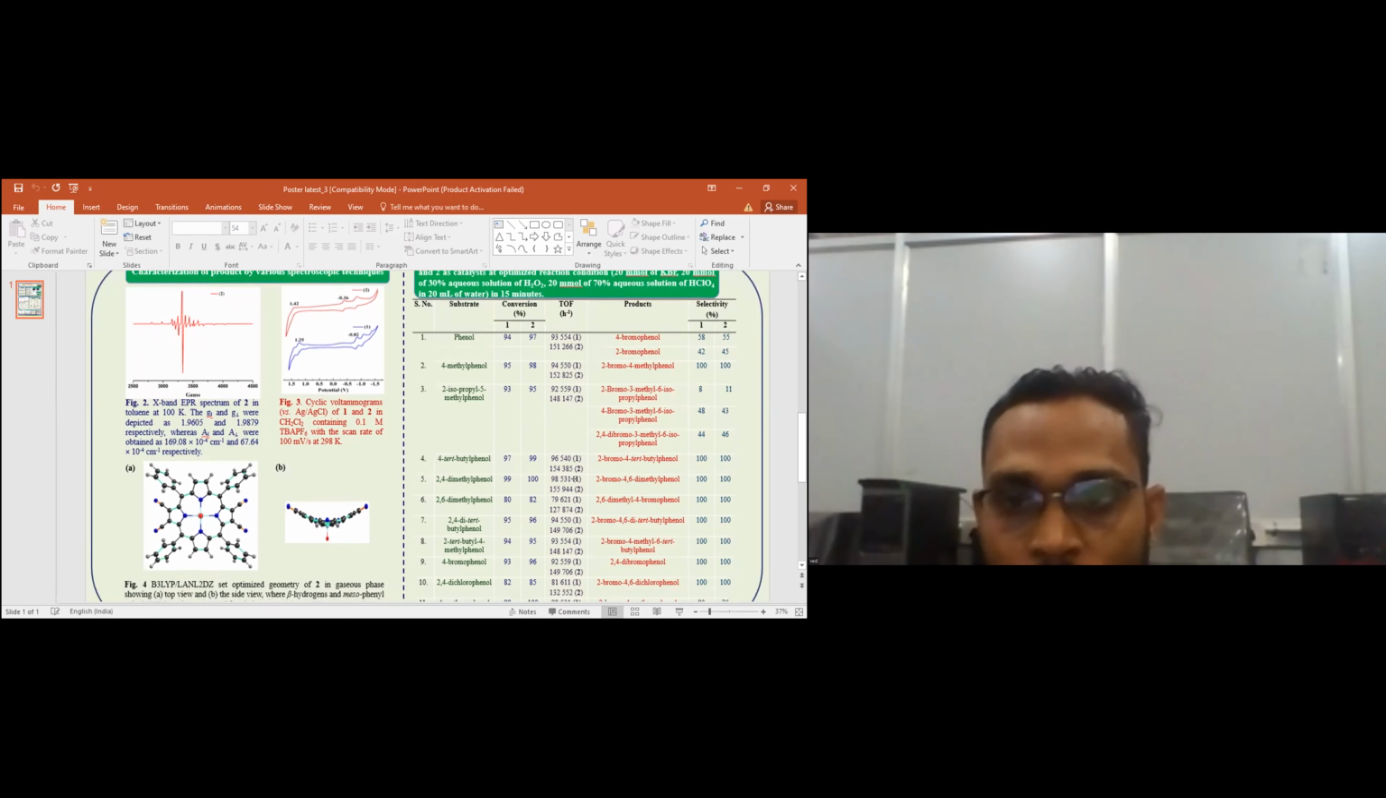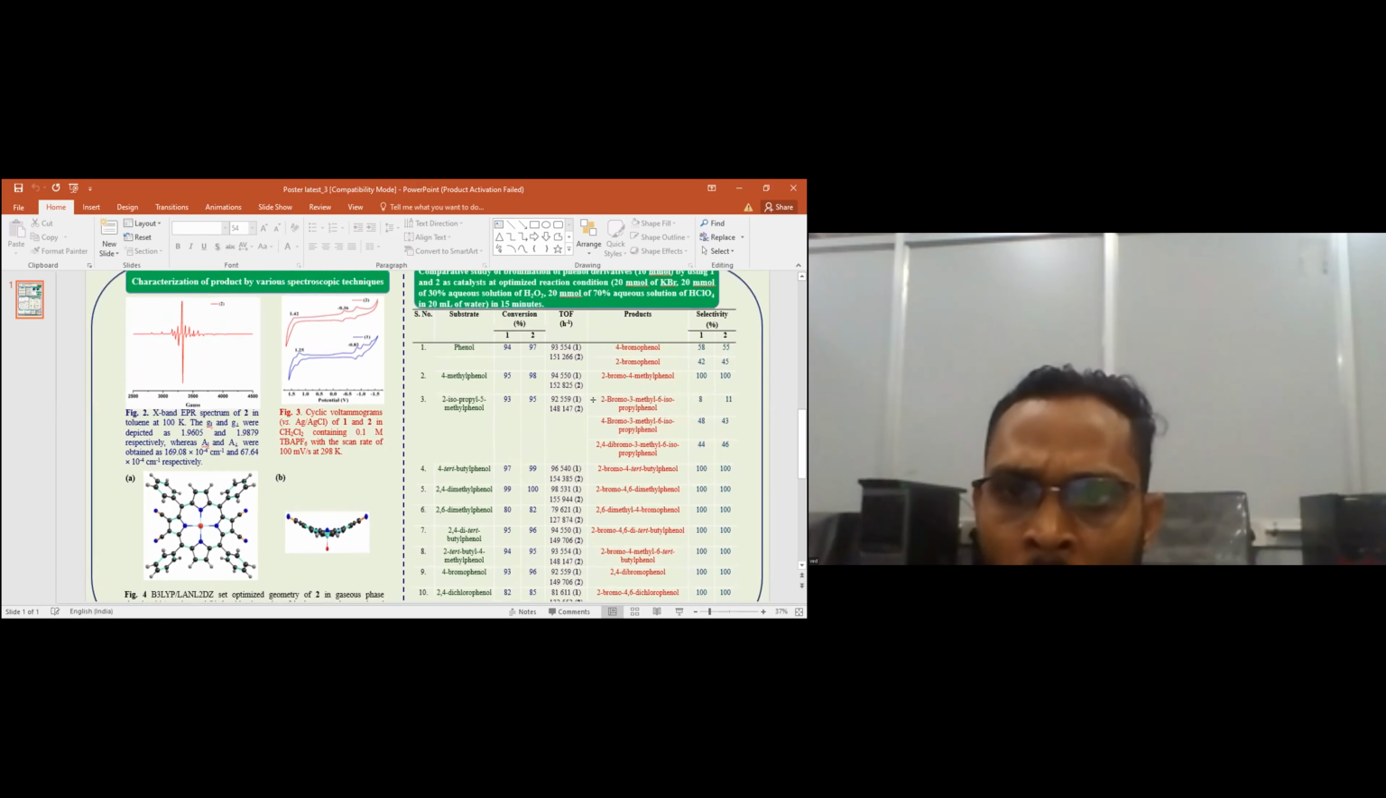Also, we can see that we are getting a high value of TOF, around 1,55,000 in the case of two, and around 98,000 in the case of one. In the table we can also see that in most of the cases of phenol, we are getting only one product, and that is the major one, and in a few cases we are getting a mixture of the product.